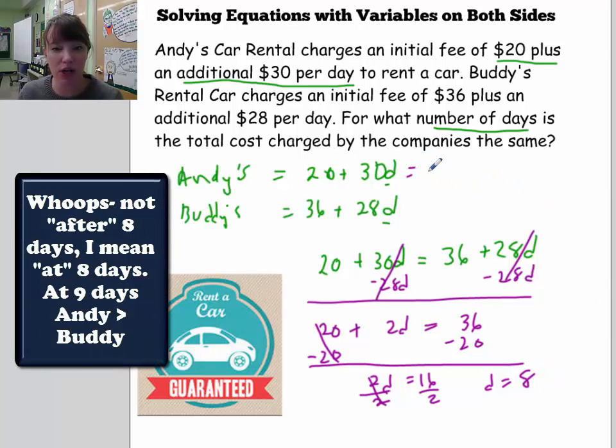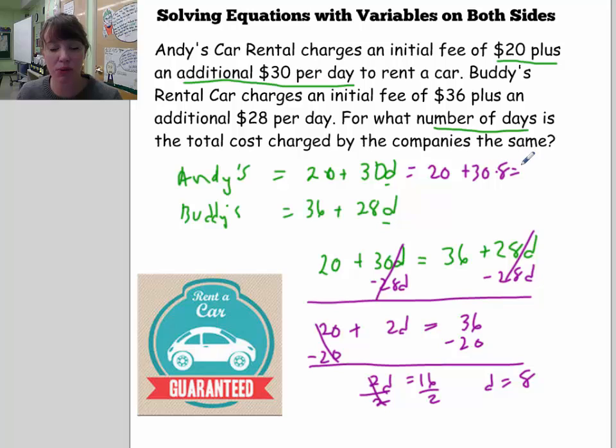And let's check this out. After 8 days, we'd have 20 plus 30 times 8. Well, 30 times 8 is 3 times 8 with an extra 0, so it's 240. And 20 would make it 260. So at 8 days, the charge would be 260.